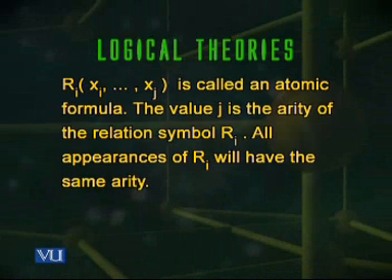Suppose we have a relation symbol Ri, then Ri(x1, x2, up to xj) is called an atomic formula. The value j is called the arity of the relation symbol Ri. All appearances of a relation symbol must have the same arity. So, if you have a relation symbol which has arity 3, throughout the formula when you write it, it must have arity 3. That is one restriction. And when you write a relation symbol and put variables in it, that's an atomic formula.